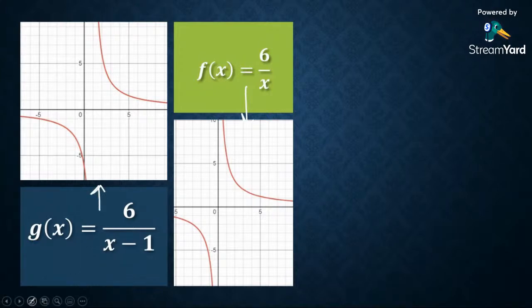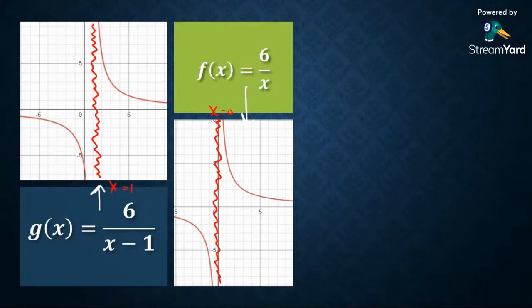So if we look at those graphs, which is a full graph, we recognize that with 6 divided by x minus 1, it's not trying to touch this line here. So that's our asymptote, and that's at x equals 1. Likewise, with f of x, we notice it's getting close to this y-axis, which is also known as the equation x equals 0. So that's the connection with the vertical asymptote.